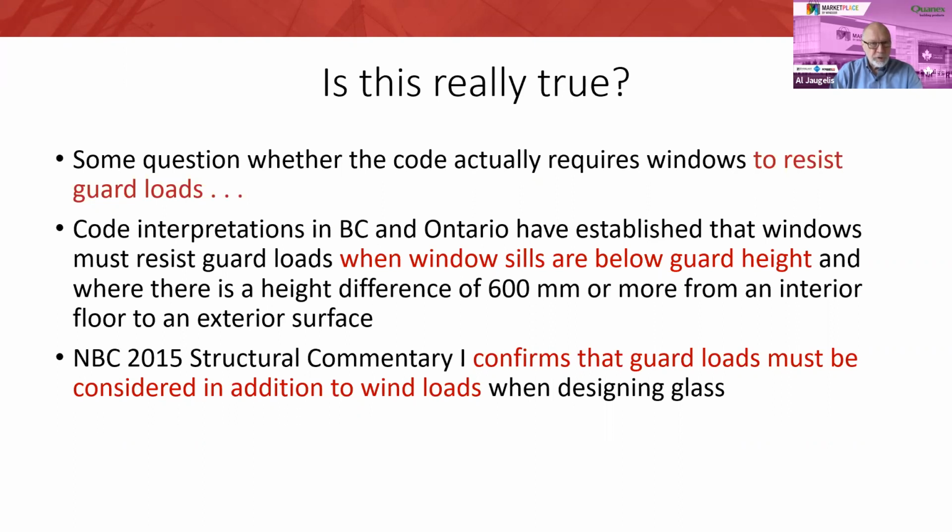As Dave mentioned, there are code interpretations in BC. There's also a code interpretation in Ontario that was just like that, Dave, that established that windows should resist guard loads when their sills are below guard height, and where there's a height difference of 600 millimeters or more from your interior walking surface to the exterior. And additionally, Dave, you have found the same requirement or a similar requirement in the 2015 code structural commentary I, which not only refers to the guard loads, but also confirms that the guard load has to be added to the wind load when you're designing glass.